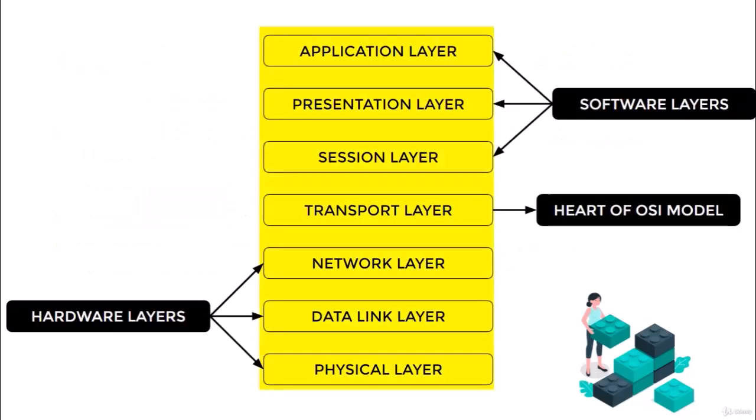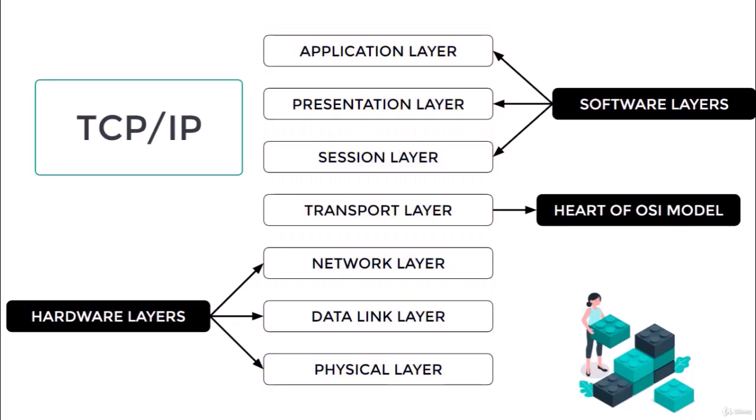The first is the physical layer, then data link layer, network layer, transport layer, session layer, presentation layer, and the application layer. The prime difference between the TCP/IP model and the OSI model is that the TCP/IP model does not have 2 layers, that is the presentation layer and the session layer.